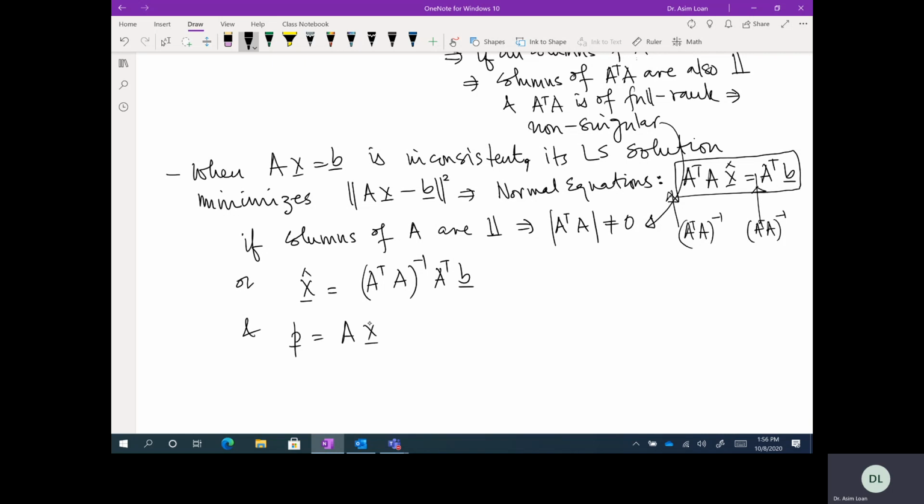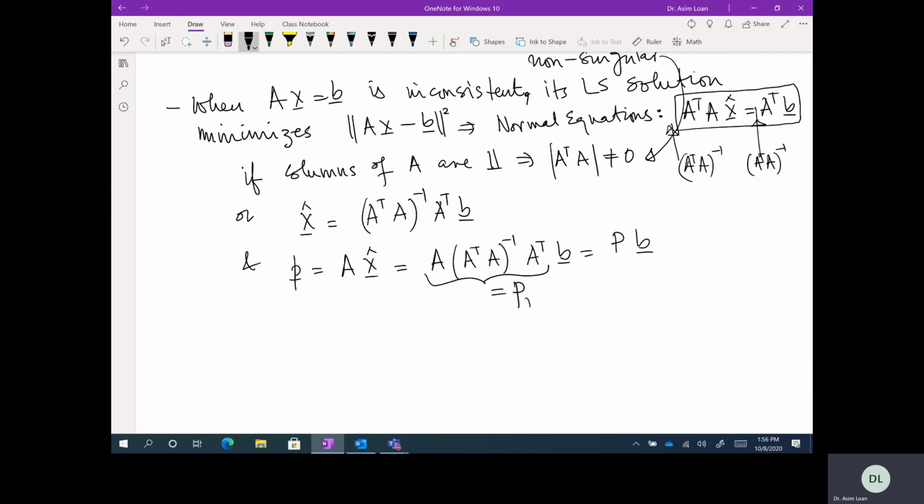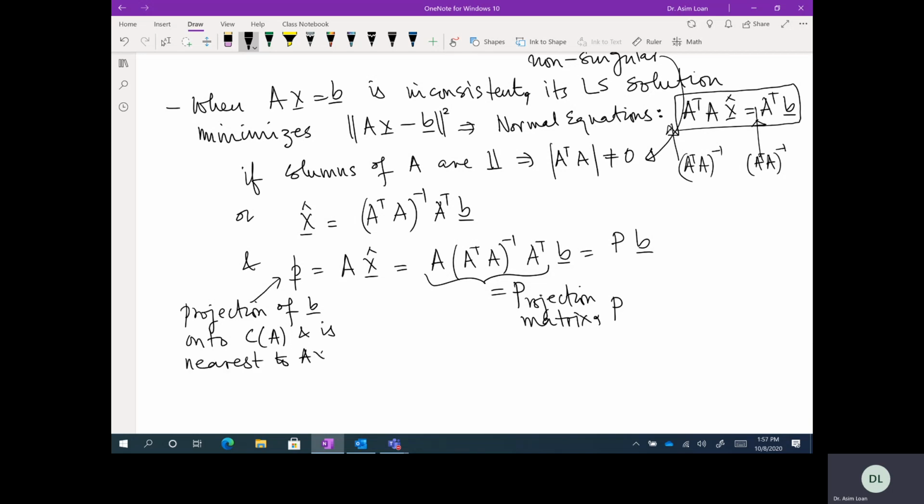And P is equal to A times X hat, which is equal to A into A transpose A whole inverse into A transpose into B, which is equal to P into B. So this whole thing is equal to P. This is the projection matrix P. And this is the projection of B onto the column space of A, and is nearest to A X hat.